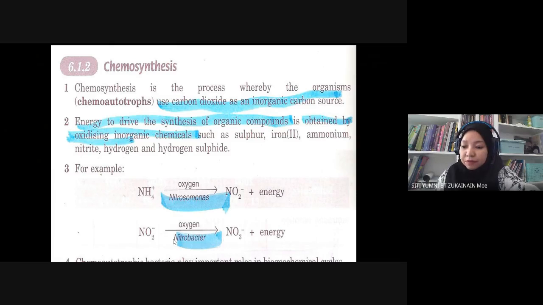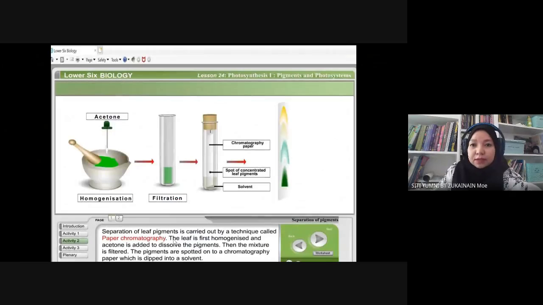Chemoautotrophs play important roles in biogeochemical cycles, meaning they return the minerals back into the ecosystem via chemoautotrophic bacteria. So we continue the lesson.